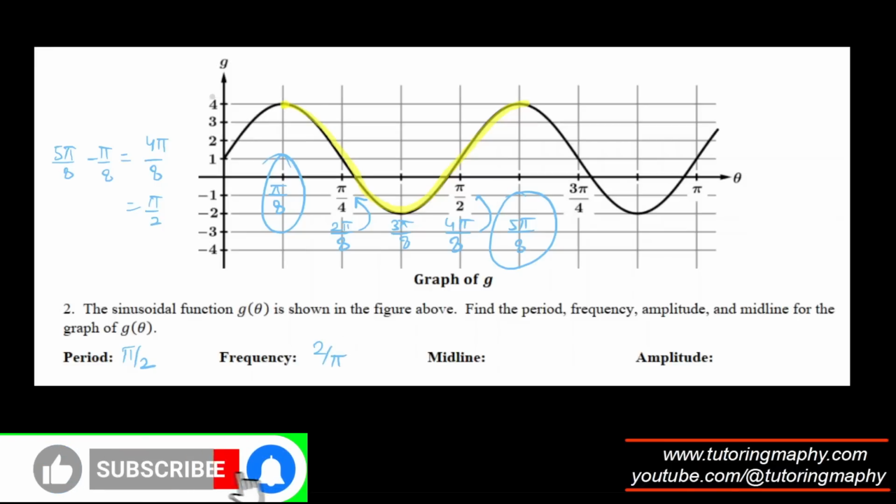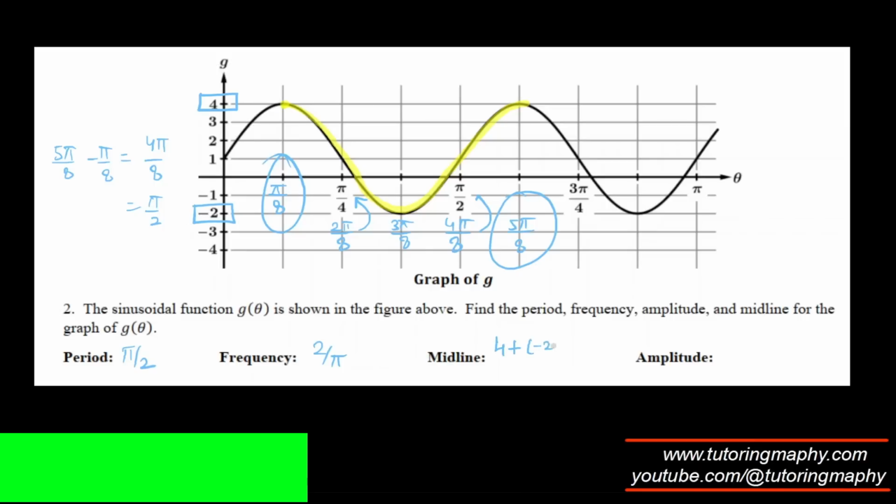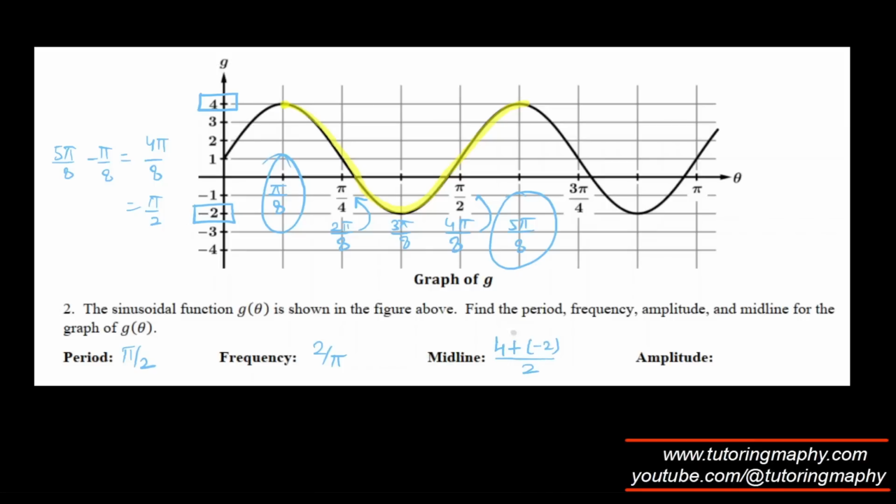Midline, I need to figure out the max, which is 4, and min, which is -2. So max plus min divided by 2. 4 minus 2 is 2, 2 over 2 is 1. So y equal to 1 is the midline, and the amplitude is max minus min over 2. Double negative is positive, 4 plus 2 is 6, 6 over 2 is 3. So I have 3 as the amplitude.